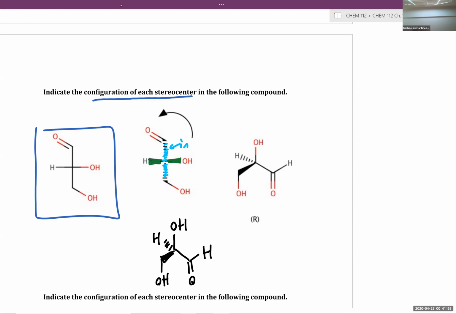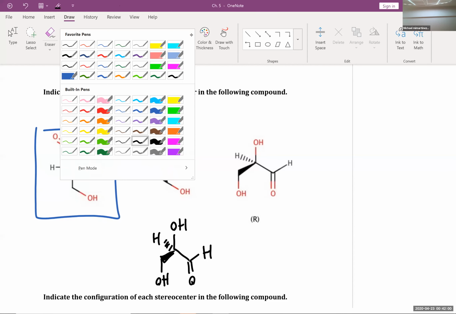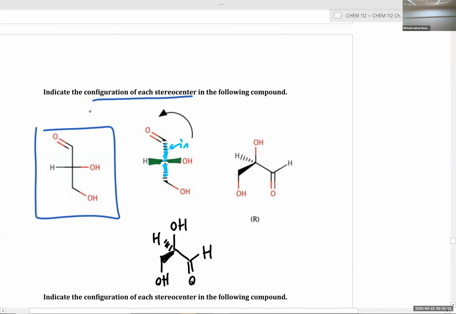Okay, now all we have to do is assign our priority numbers. So what is our highest priority group in this molecule? So A, B, C. What's our highest priority group?